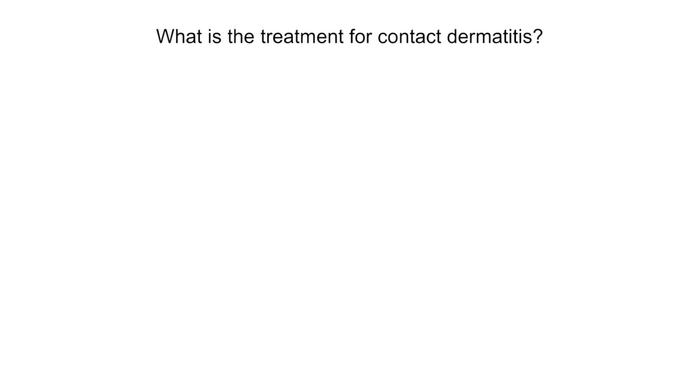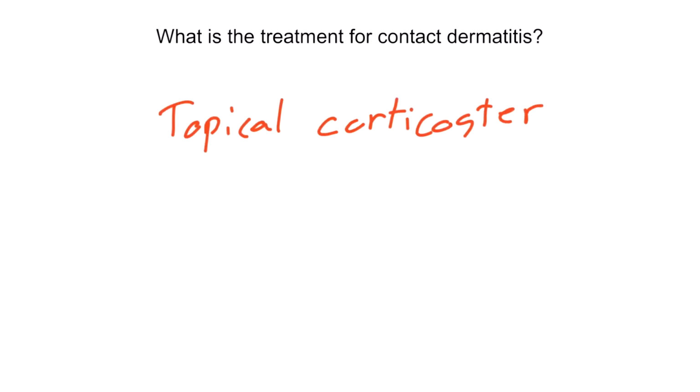Contact dermatitis occurs secondary to immune system activation. Therefore, the treatment should be aimed at suppressing the immune system at the local level. Hence, contact dermatitis can be treated with topical corticosteroids. To learn more about contact dermatitis, please refer to our lecture titled Atopic and Contact Dermatitis in the dermatology section of our medicine lectures.